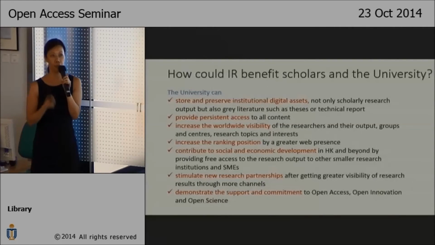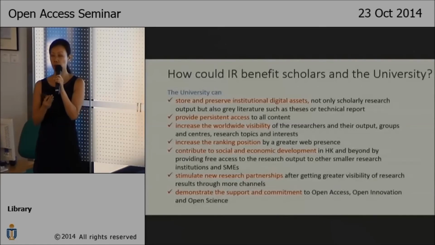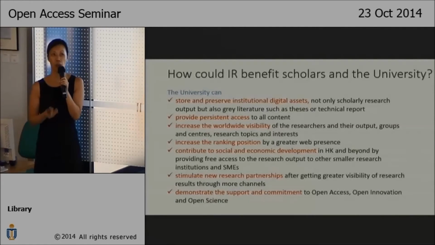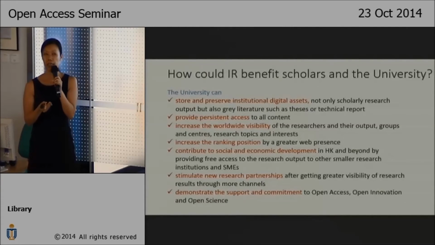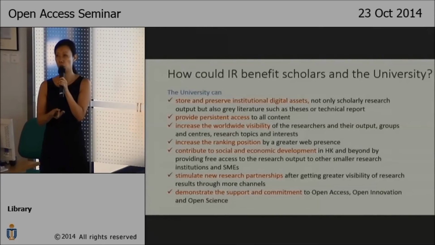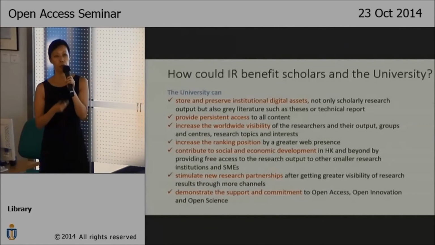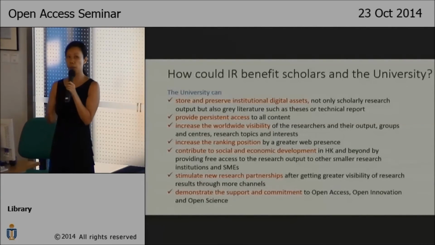And also the university can increase worldwide visibility, because all their research output, scholar profiles, and research interests can be easily discovered. Then it can increase the ranking position. With web presence, the university can contribute to social and economic development, because free access to their research output can be easily viewed by smaller research institutes or SMEs. It can stimulate new research partnerships, because their research publications can be seen in more channels. All right. Finally, the university demonstrates support and commitment to OA, open innovation and open science. So this is a kind of support.